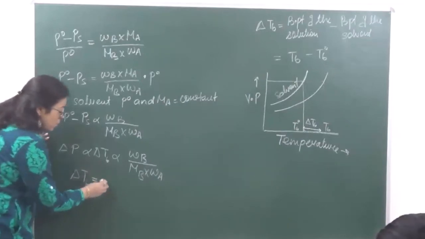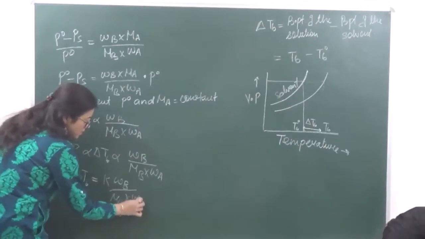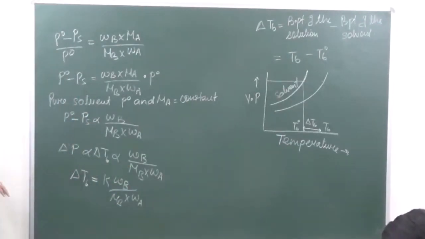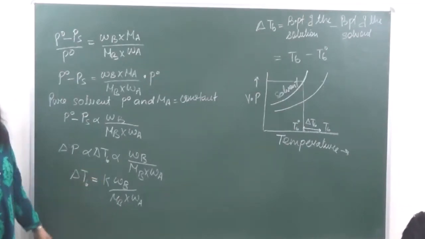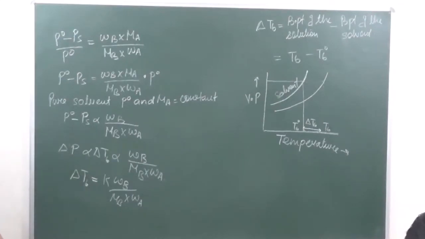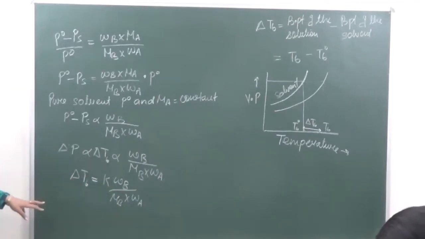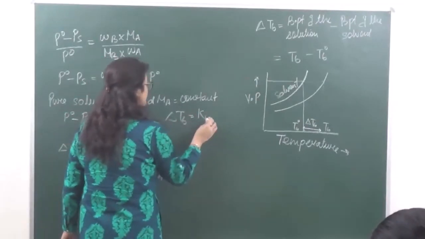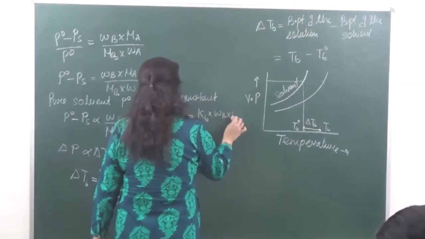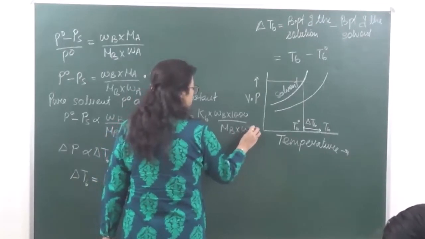So delta TB will be equal to K into WA, where K over here is the elevation constant. Now, to convert this K into the molar elevation constant, what will we do? We will multiply the equation by 1000. To convert it into molar elevation constant, the expression will now become delta TB equal to KB into WB into 1000 upon MB into WA.